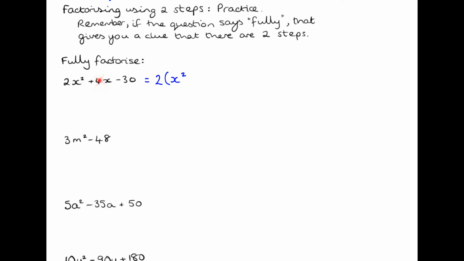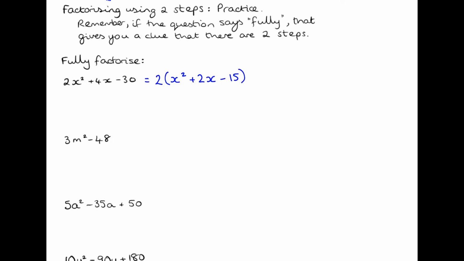Then this times this has to give us this. Okay, so 2 times 2x will give us the 4x, and then 2 times this will give us minus 30, which means that that needs to be minus 15. Okay, so we've done the first bit of our full factorising, and that is a common factor of 2. Now if we have a look in the brackets, we have a thing, is that a difference of 2 squares or is it a trinomial?